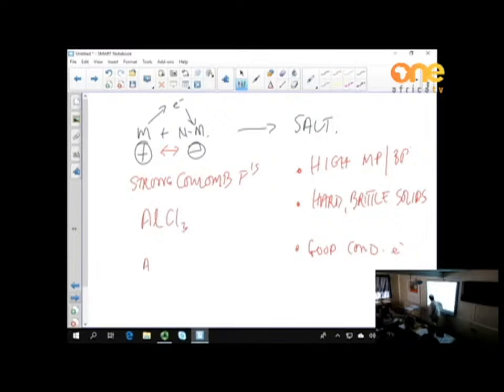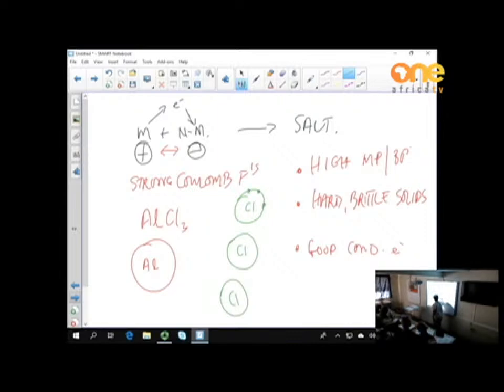Okay, so aluminium in its outer shell has got 3 electrons, and let's do chlorines. 3 of them, 1, 2, 3 of them. Each chlorine has got how many electrons? 7. Yes, 7. I'm going to do it now. 1, 2, 3, 4, 5, 6, 7. Okay, now, aluminium has got 1, 2, 3.